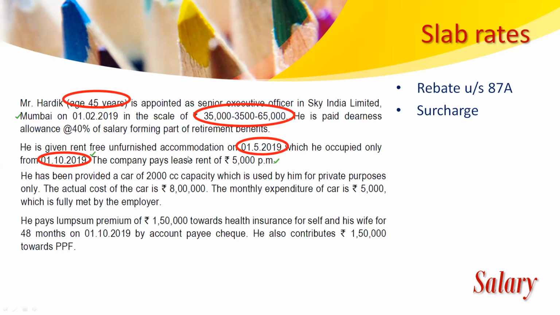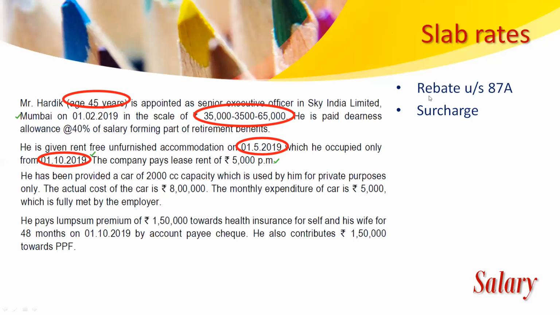So based on the above, we'll calculate 35,000 from October, meaning October, November, December, January. So 4 months you'll have to calculate 35,000, plus 38,500 for 2 months, plus DA should form part of your calculation for this computation. So plus DA at 40%. On the total, we'll have to compute 15%, or 5,000 into 6, whichever is lower. So 60,000 will be lower in this case. So the rent-free accommodation to be considered from this point of view is 60,000. Since it's only for half a year, it will be 5,000 into 6, so 30,000 will be taxable. Next, again, as mentioned, it's only taxable from his occupancy date and not from the date the rent-free accommodation was taken. Next, he has been provided a car of 2000 cc capacity, which is used.